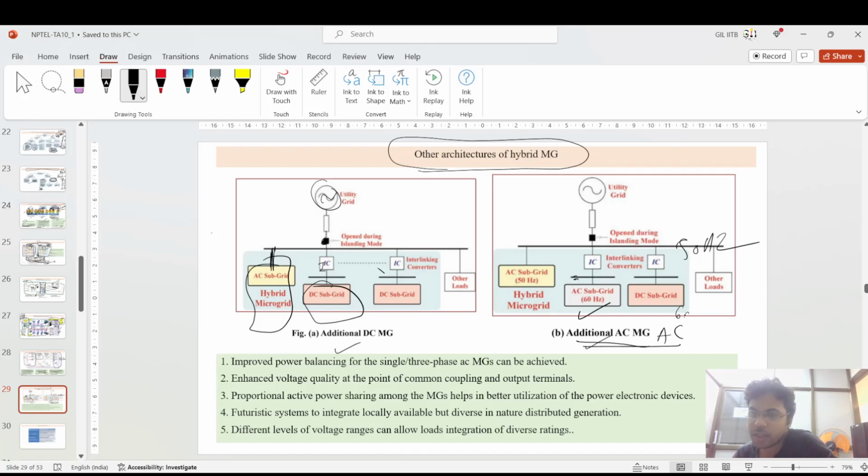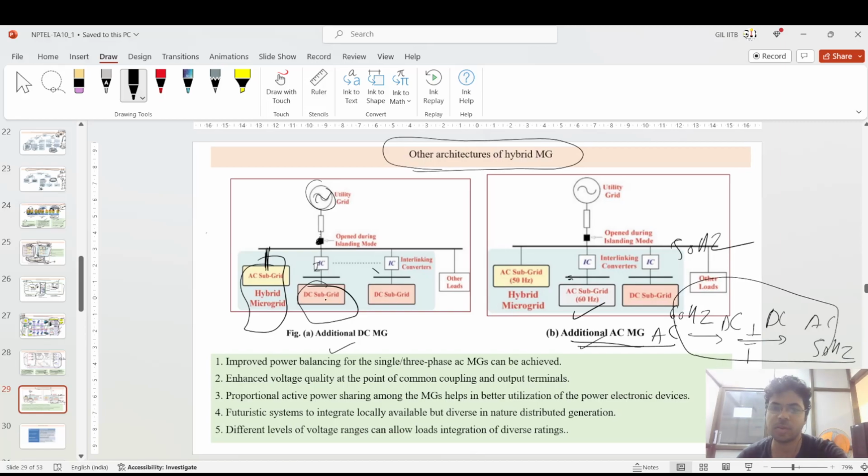For that, what do you need? Suppose you are generating AC at 60 Hz. Then you have to convert it into DC. Then DC to DC, you have a certain interlinking capacitor. Then DC again to AC at 50 Hz. Okay, so that point is also important to this architecture.